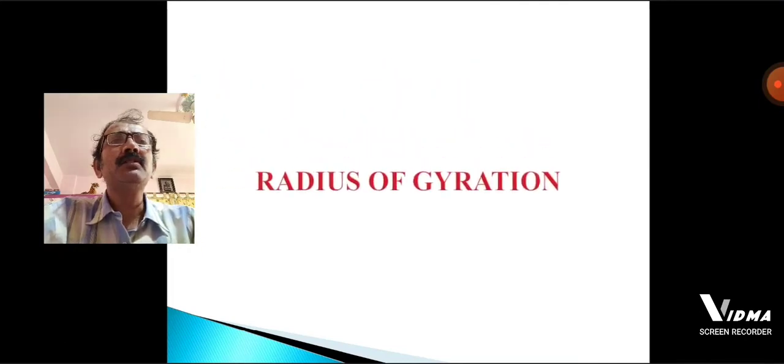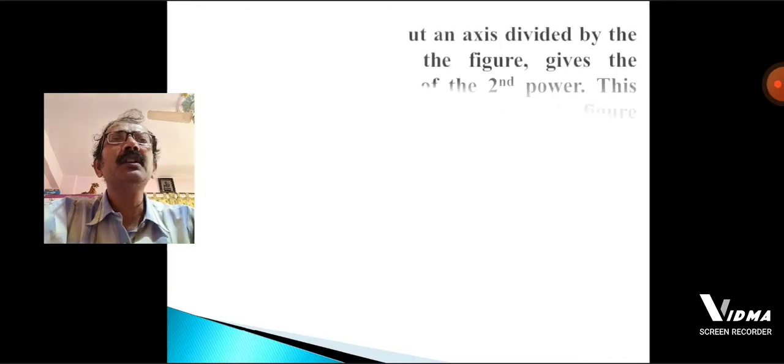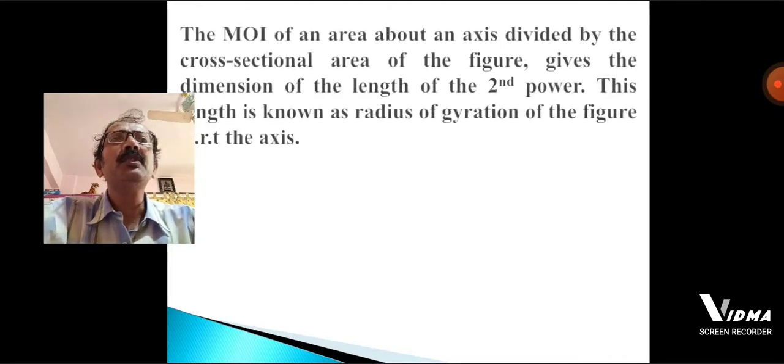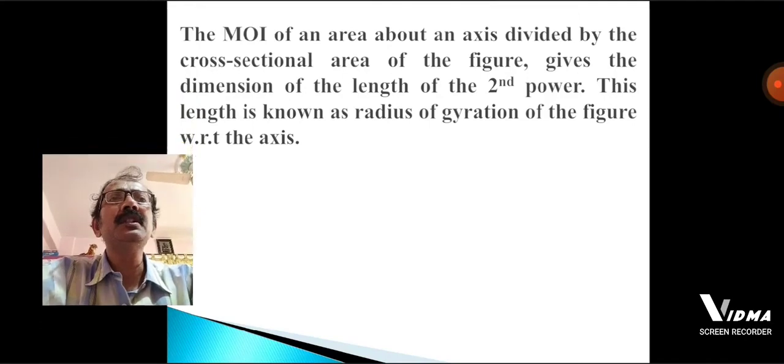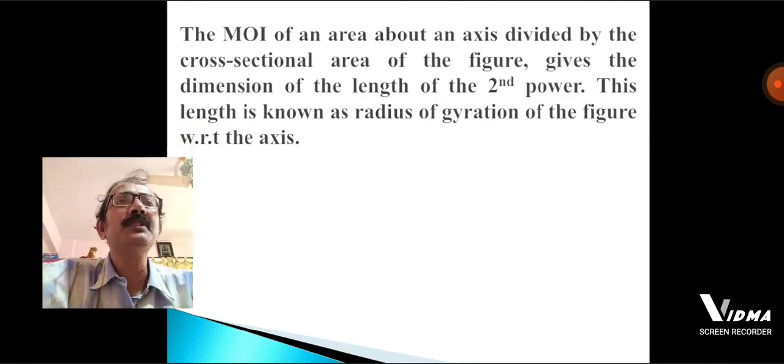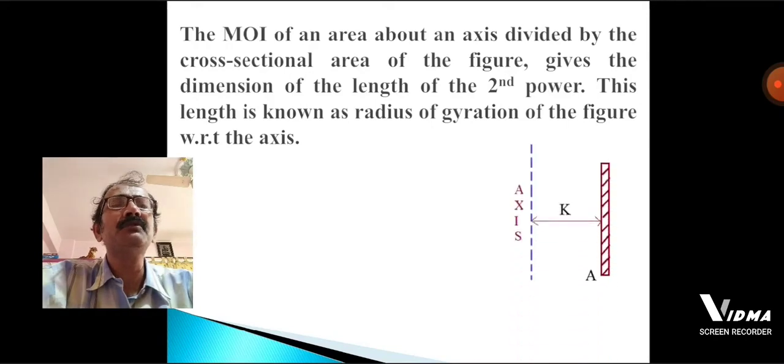Now what is radius of gyration? The radius of gyration is the moment of inertia of an area about an axis divided by the cross-sectional area of the figure, which gives a dimension of length to the second power. This length is known as the radius of gyration of the figure.